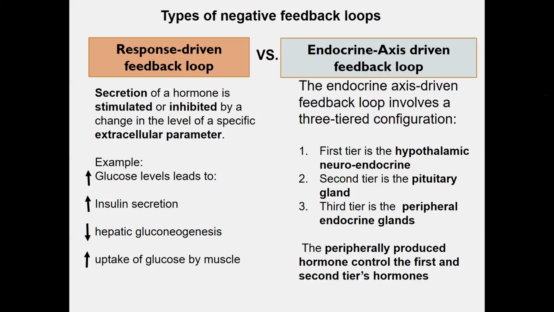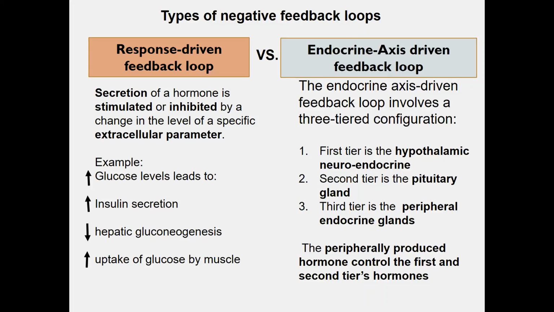So, for example, when we have high glucose levels, this will stimulate the secretion of insulin, and in the liver, this will stop the hepatic gluconeogenesis, and in the muscle, we increase the uptake of glucose. So this is what we call the response-driven feedback loop. Here, the main regulator, the stimulation or inhibition of the endocrine system, is by an extracellular parameter other than a hormone.